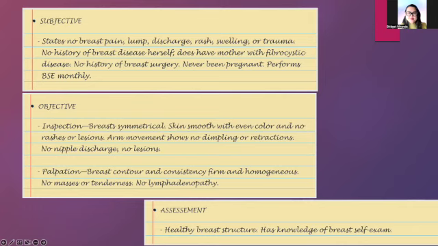Objective, inspection, breast symmetrical, skin smooth with even color and no rashes or lesions. Arm movement shows no dimpling or retractions, no nipple discharge, no lesions. Upon palpation, breast contour and consistency firm, homogeneous, no masses or tenderness, no lymphadenopathy. This is an assessment of healthy breast structure, and this patient has knowledge of breast self-exam because you've promoted that. Please do not assess your patient in lab. The objective findings you can pull from this example charting, but do try to recreate the subjective history based on your interview with your patient.